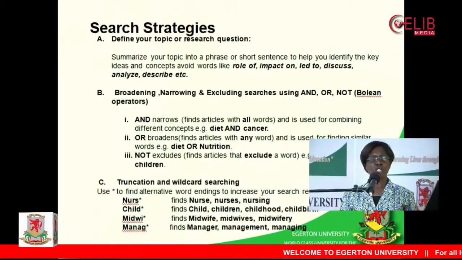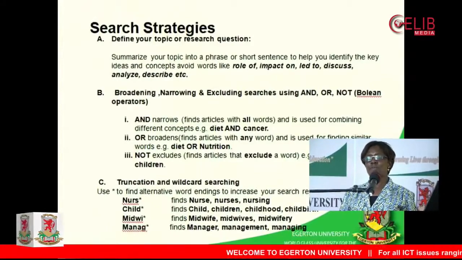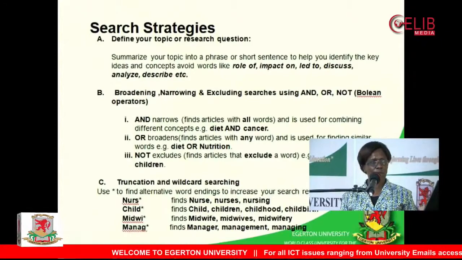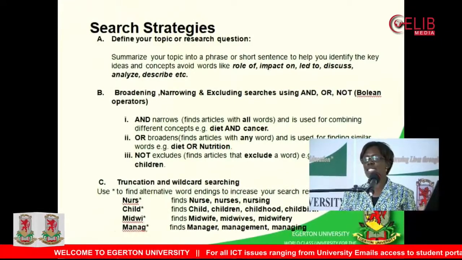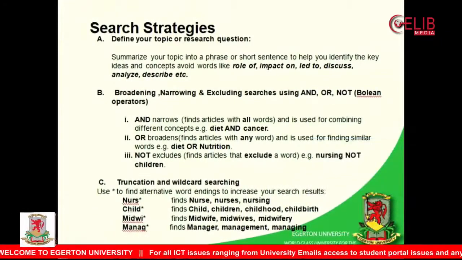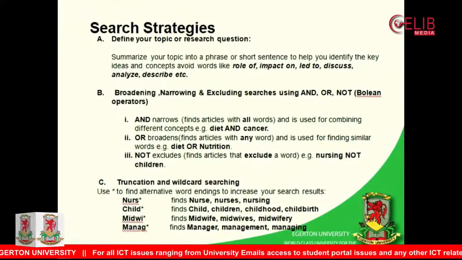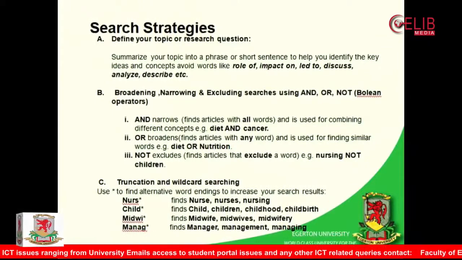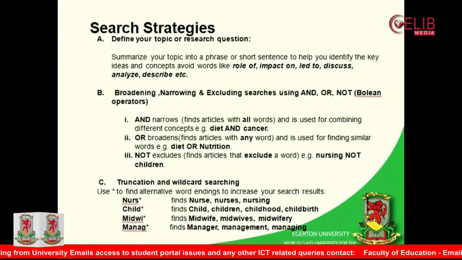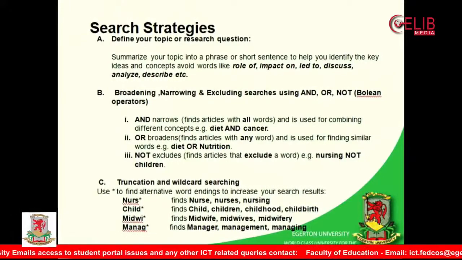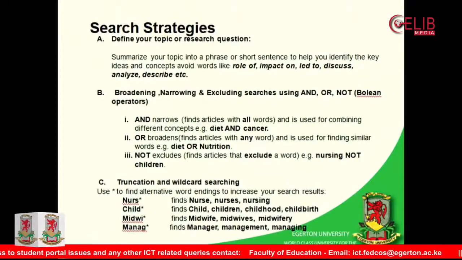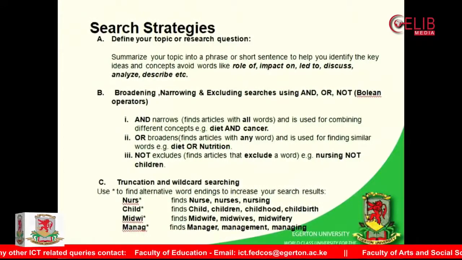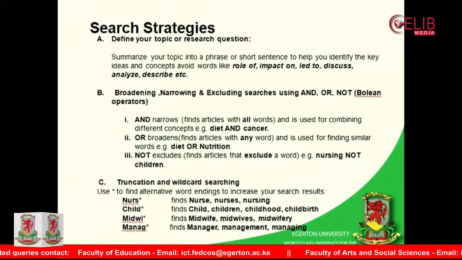So if you're looking for information on nurse, but you don't mind something on nursing, you don't mind something on nurses, or something on maybe just a nurse, you just write the word N-U-R-S, then you put an asterisk, something like a star. It's there in our keyboards. So if you put an asterisk, something that looks like a star, the results you're going to get will give you information that talks about a nurse, talks about nursing, talks about nurses.